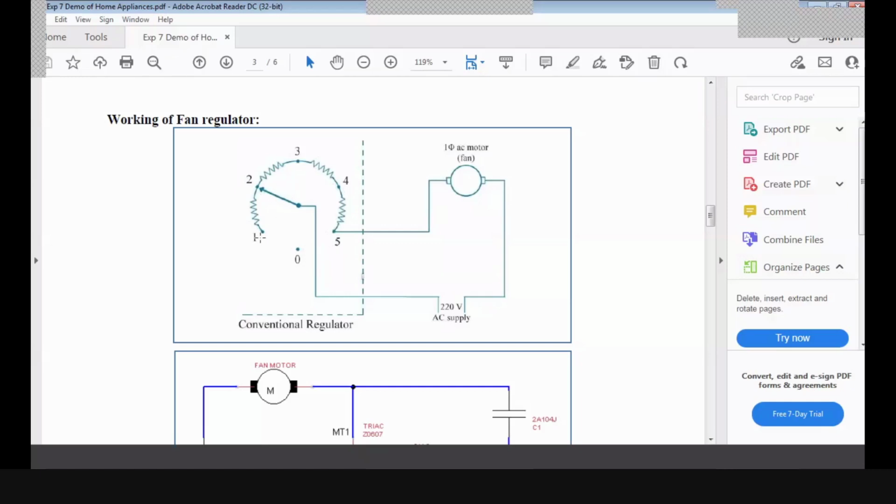Now suppose your knob is on 1, this arrow will be on 1. So how many resistors are connected in the circuit? Can you tell me? 4 resistors, right? Suppose the resistance value is R, R, R, R. All 4 are identical. So total 4R resistance will be connected, right? So what is the current flowing in that case? I equals V by 4R, V upon 4R, right? Yes or no?